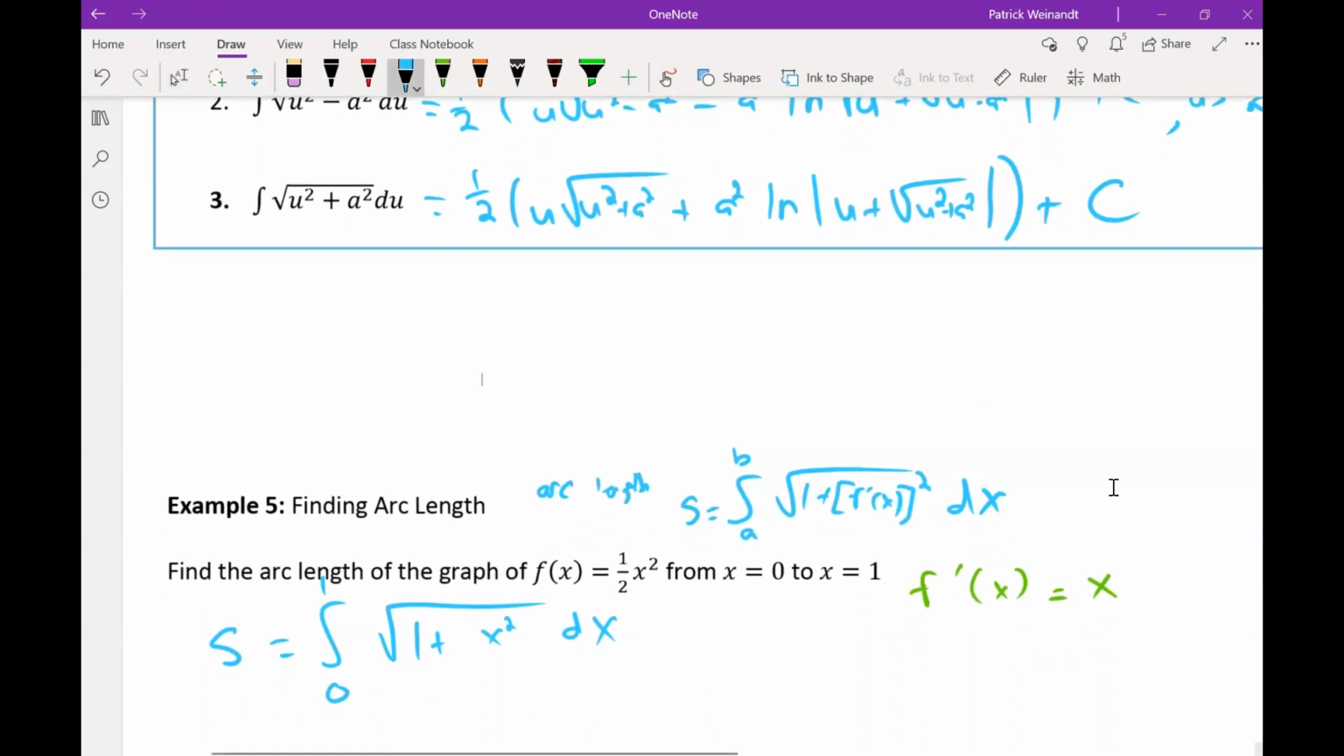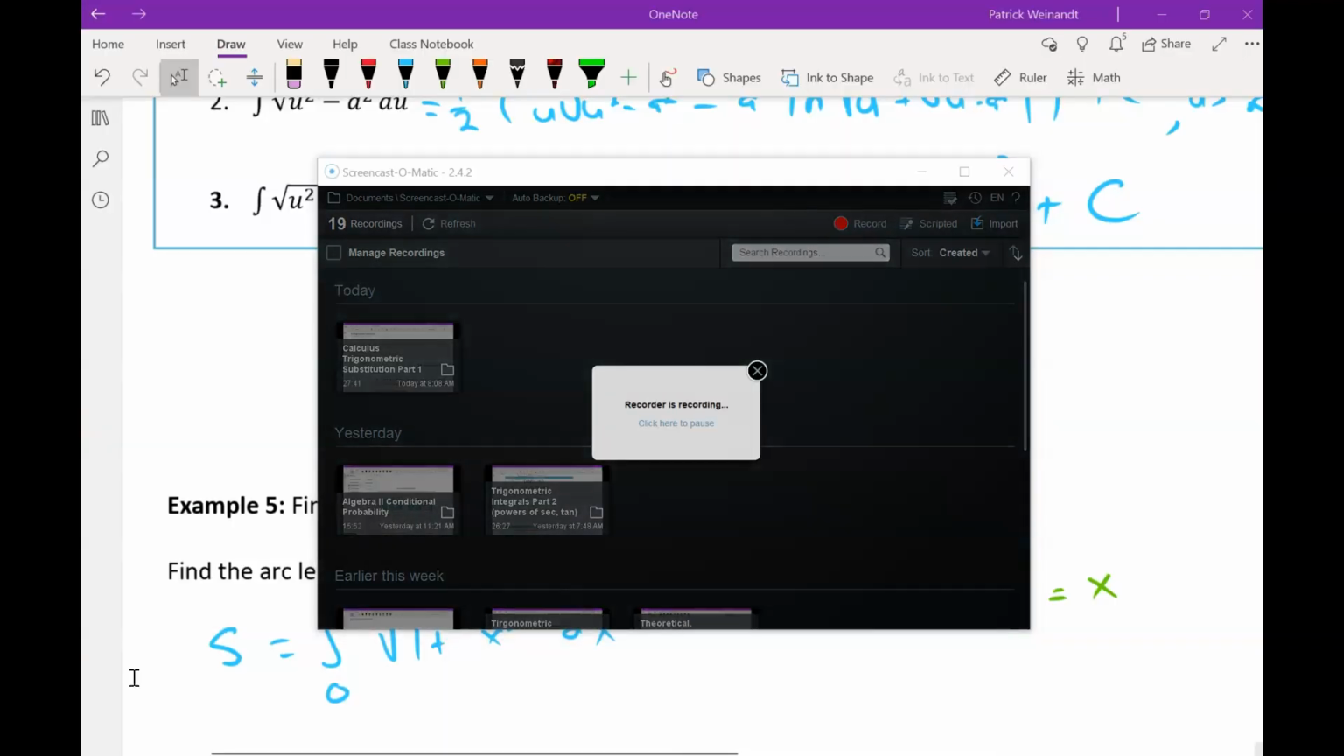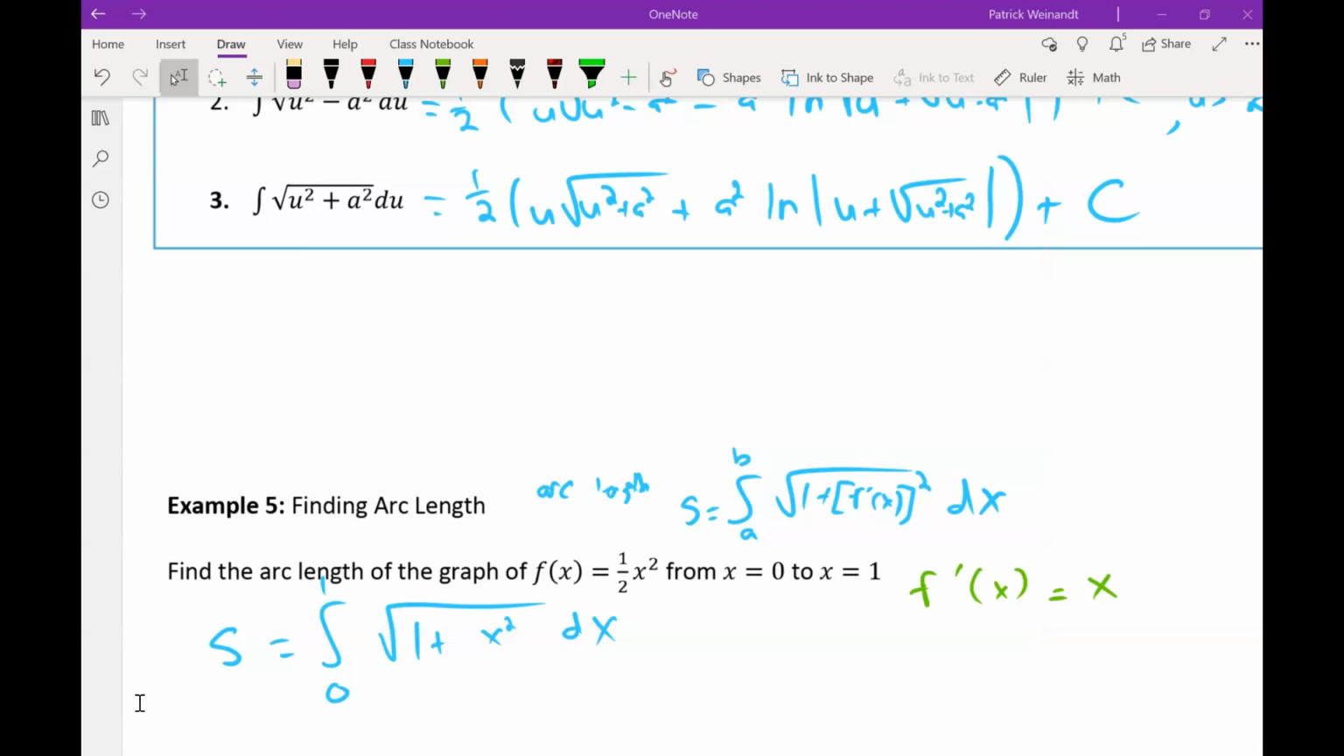Okay, so what we can do here is use this formula here. This is the one whose pattern is recognized. We would recognize that our u value would be x. And du, well, if u is x, then du has to just be 1 dx, so we're good there. We can just plug things into this formula here. So we're going to do that.